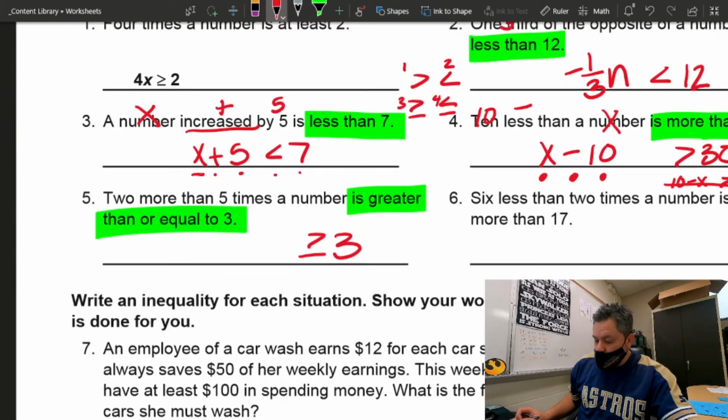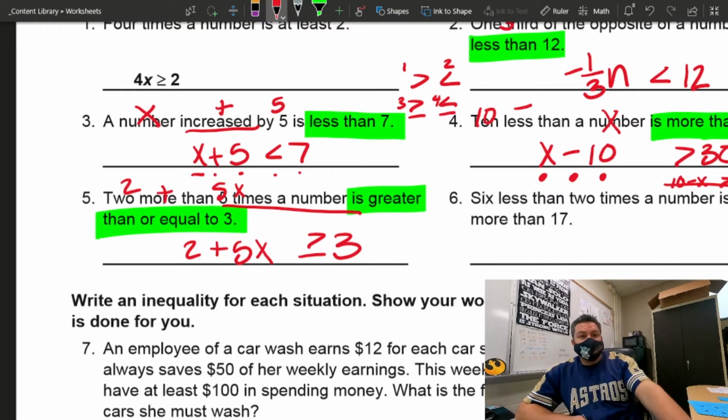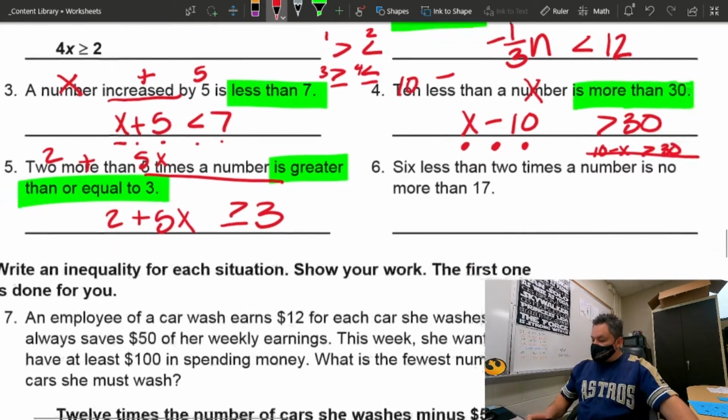Now, 2 more than, what does that mean? Adding or subtracting? Adding, so we're adding something. We're adding 2 and something else. 2 more than what? 5 times a number. How do you write that? 5x. 2 more than 5 times a number. Whenever everything is positive, it doesn't matter which one you put first. It's only when you have negatives or when you have subtractions. Make sense? All right, number 6.